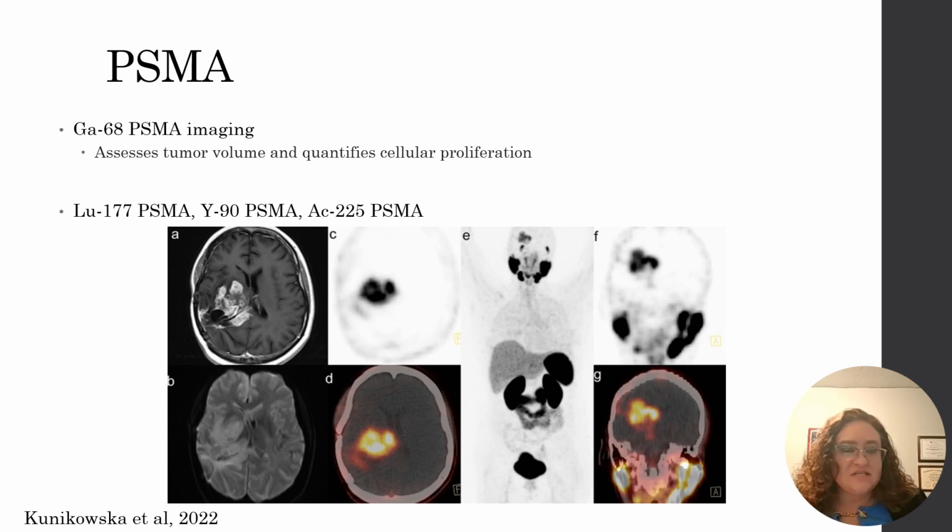So PSMA is another theranostic one. The gallium-68 PSMA is used for imaging. This will assess the tumor volume and it quantifies the cellular proliferation. And then lutetium is used for therapy. Now, there's a couple different therapy agents that are being researched. One is lutetium PSMA, one is Y90, and then another one is actinium PSMA.